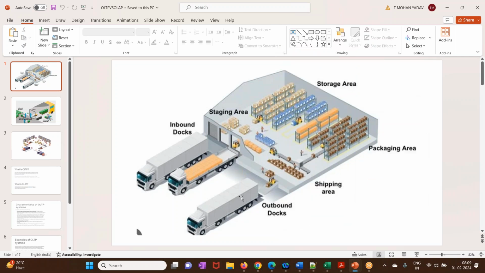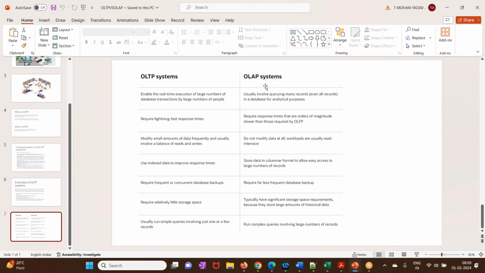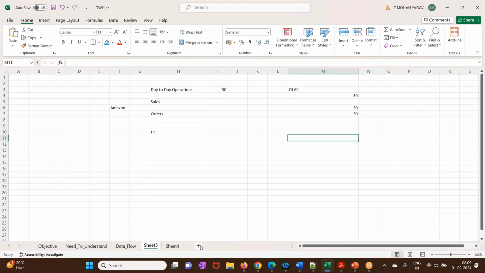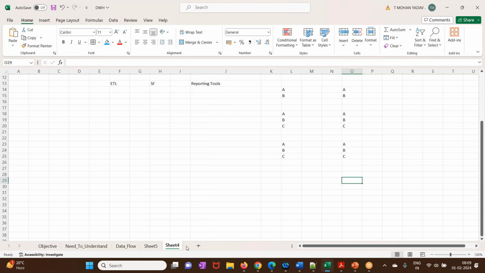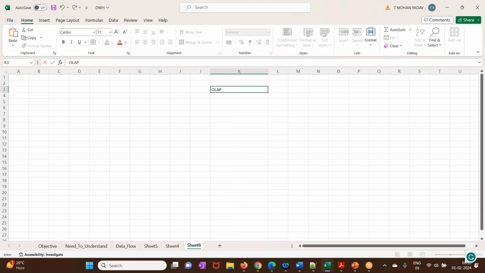Okay, if you have understood OLTP and OLAP systems, then moving on to the next topic, our objective is to learn about OLAP systems. We have major OLAP systems. I'm just using the word system; you can consider it a database. The objective is to learn about OLAP databases.